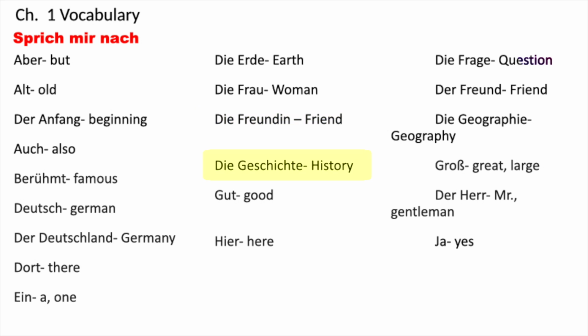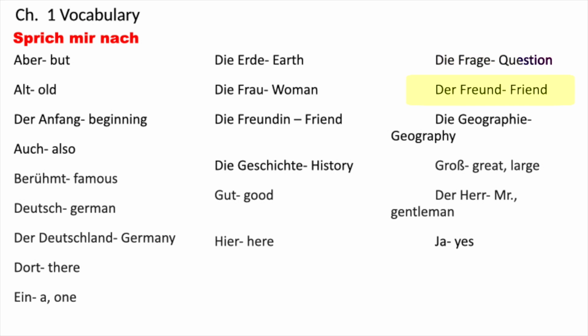Die Geschichte is history. Now, in other contexts, die Geschichte von such and such is the story of such and such. But in this particular context, we're thinking of die Geschichte as history. Gut, we already know, is good. Hier is here. Very similar to the English. Die Frage is the question.